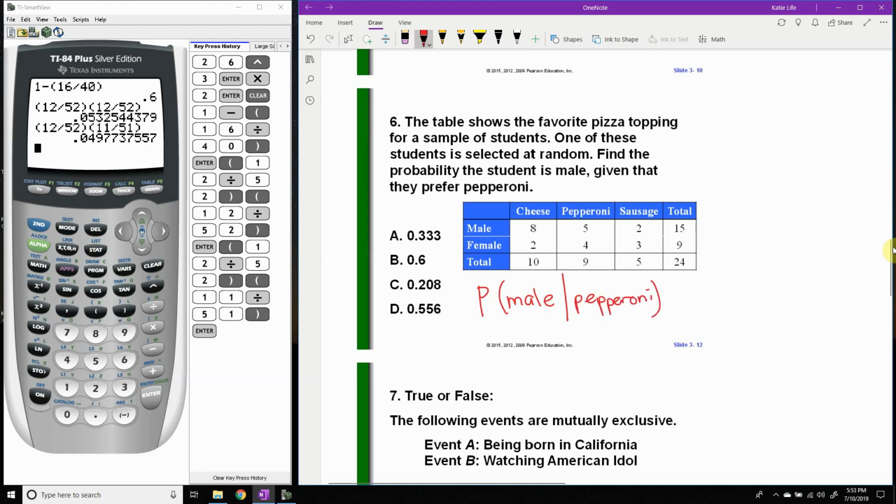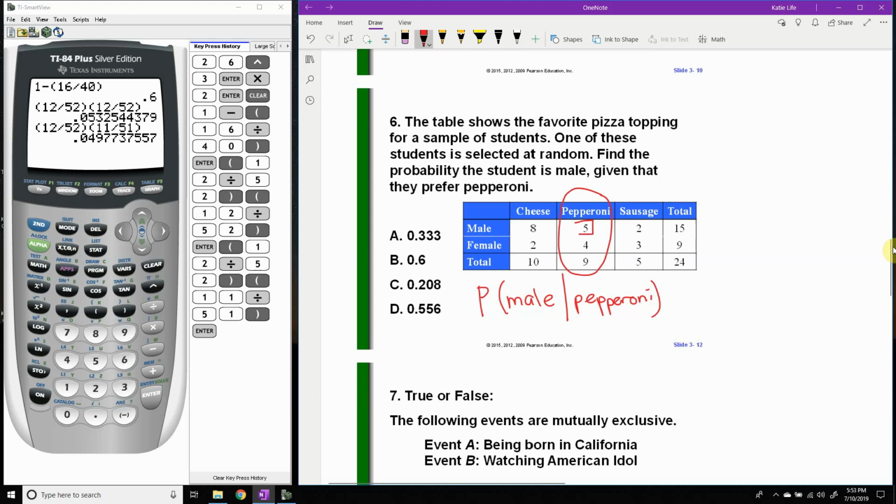In a table situation, the "given that" portion of the problem kind of solidifies or isolates a particular row or column. So we're really only concerned with people in general that prefer pepperoni. So I'm already kind of focusing on this column. Given that they prefer pepperoni, what is the probability that the student is male?